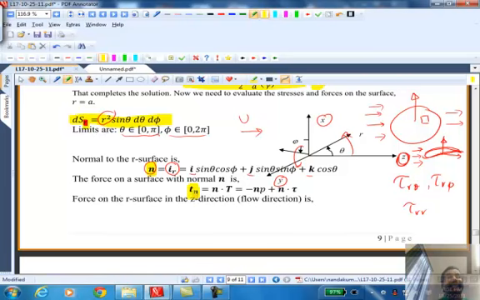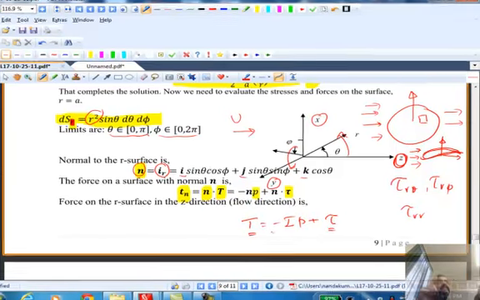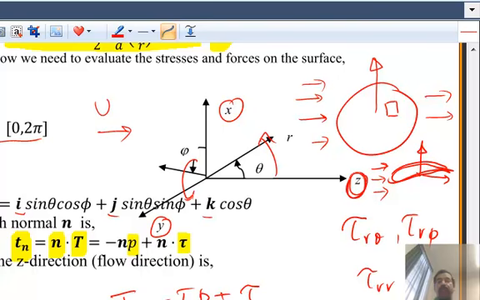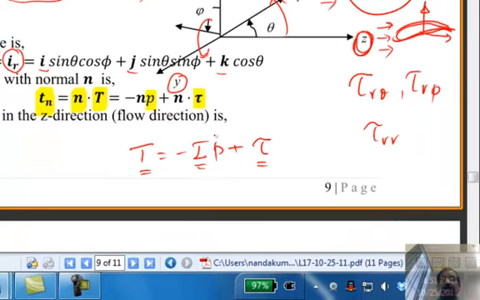Okay, so what we are going to do is identify the normal to the surface. Tn is the force acting on a surface with the normal n, and capital T is the total stress. That consists of the pressure and the shear stress. So if you remember from way back, T we defined as minus I P plus tau. T is the total stress that consists of the pressure, which is isotropic. That's why you have an identity matrix before that. And tau is the shear stress. Okay, so we are going to now dot it with n.